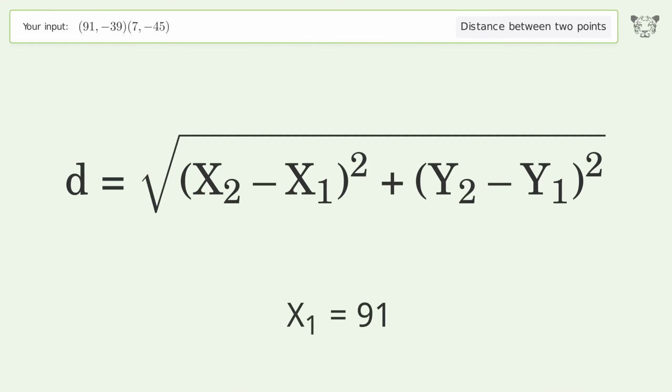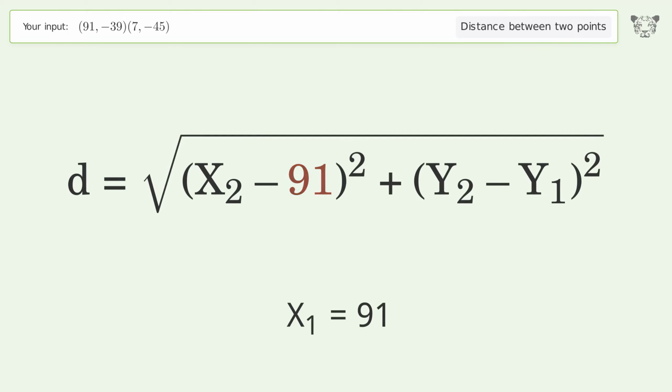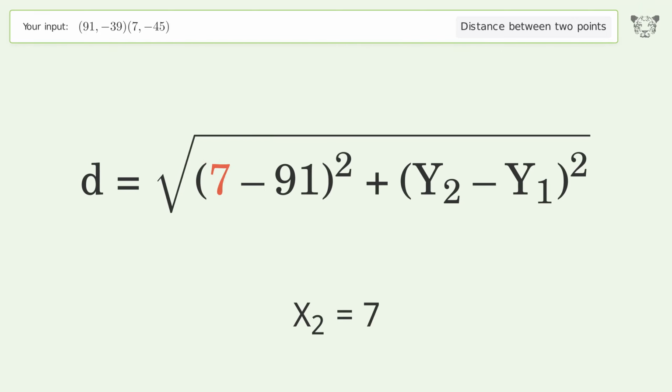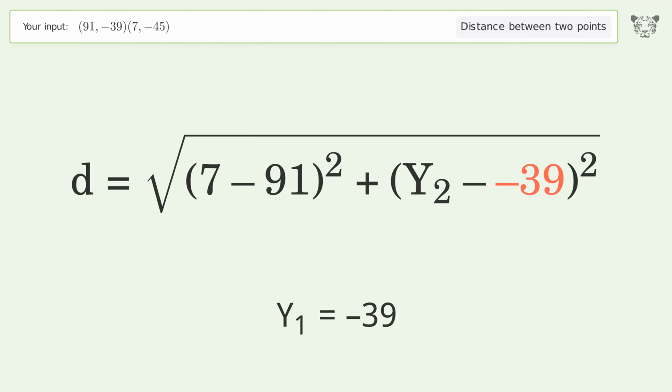x1 equals 91. x2 equals 7. y1 equals negative 39. y2 equals negative 45.